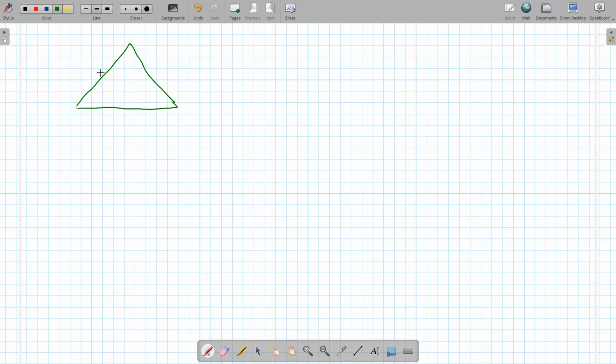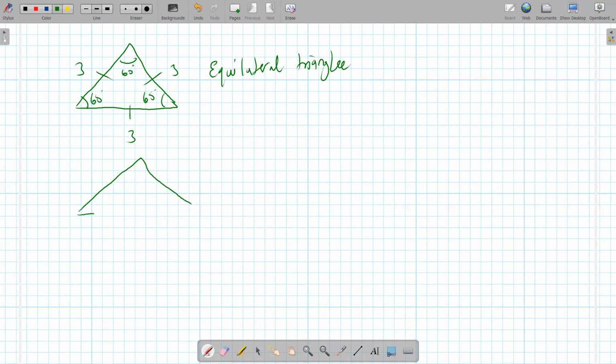This is called an equilateral triangle, where all three sides are equal. Equilateral triangle. All three sides are equal length, and this also means that they're all 60, 60, 60. Equal lengths, equal angles. The next type is called isosceles.